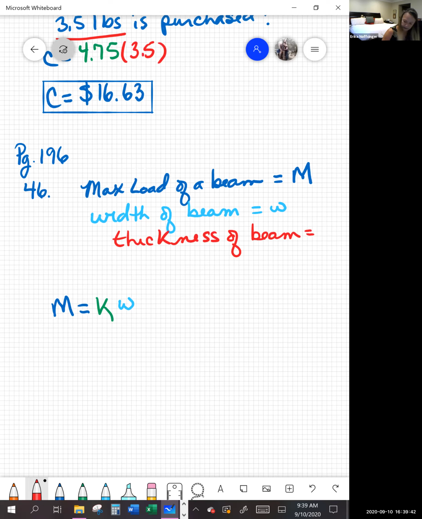That is the thickness T. So it said the square of the thickness, so we have to put in the square in here, T squared. And inversely with a length. So inversely with a length, that means I'm going to go over. This is going to go on the bottom, L. So the length is equal to L.